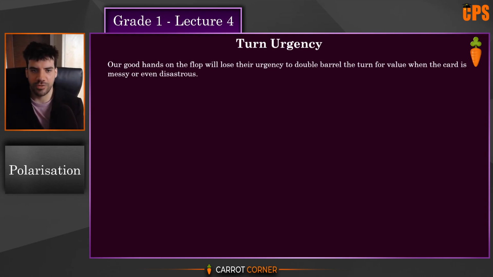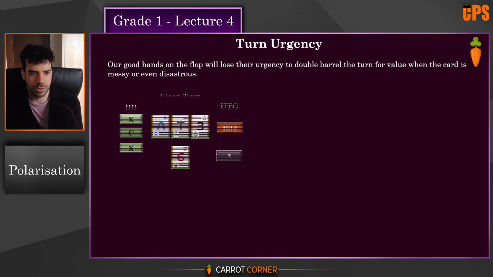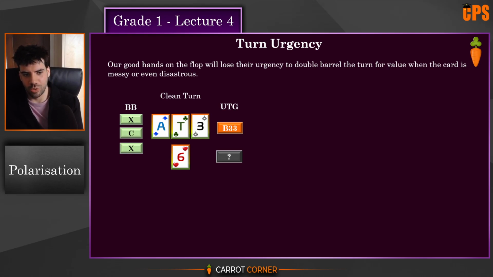Our good hands on the flop are going to lose their urgency to double barrel the turn for value when the card is messy or even something we could call a disastrous turn. Have a think about what those might be. What's a disaster turn for a flop c-better's range? So a clean turn like this one is going to mean the urgency is still really high. We want to put loads of money in. We don't expect our opponent to be piling tons of money into the pot on the river or anything like that. So slow playing here doesn't really make much sense.